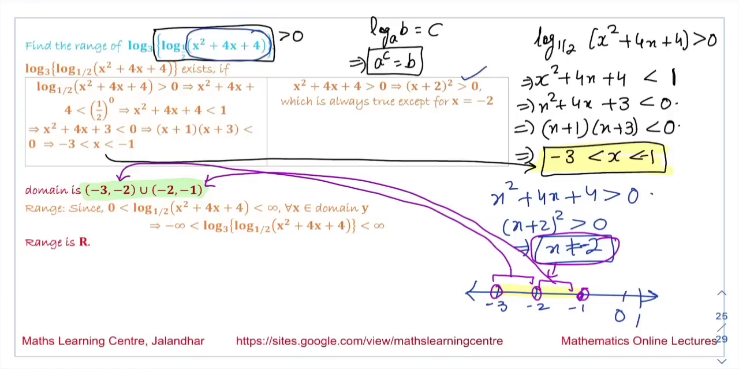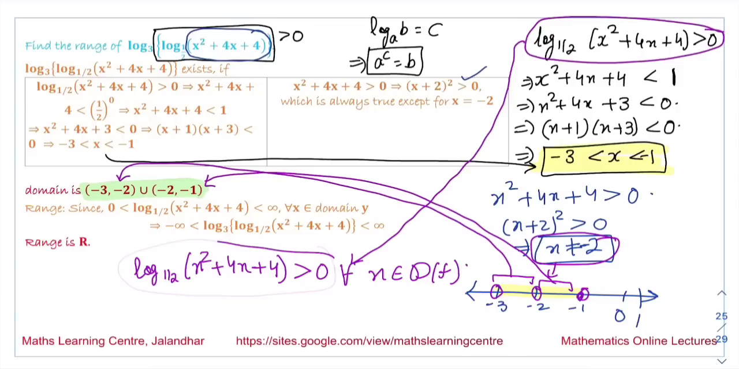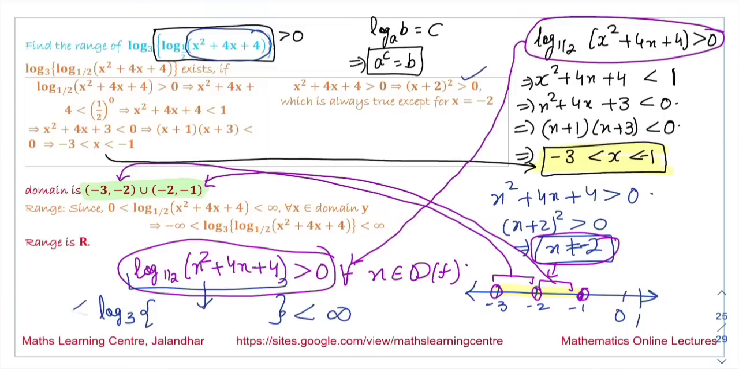Next, when we have to calculate the range of this function, from the domain we have calculated that the value of log of 1 by 2 times x square plus 4x plus 4 is always greater than 0 for all values of x belonging to the domain of the function. Now when we apply the log to the base 3 to this whole function, its value should lie between minus infinity to infinity.